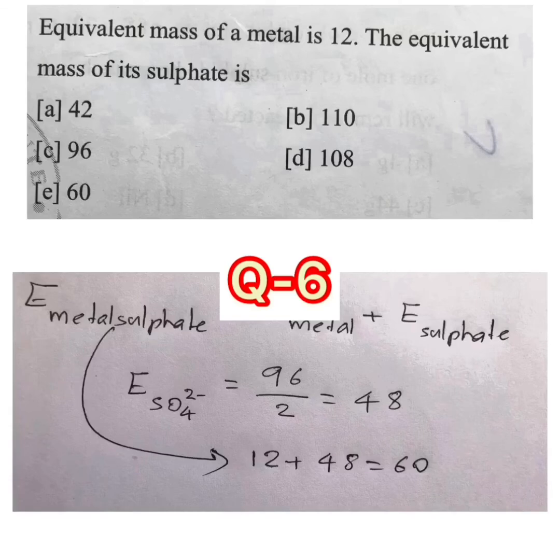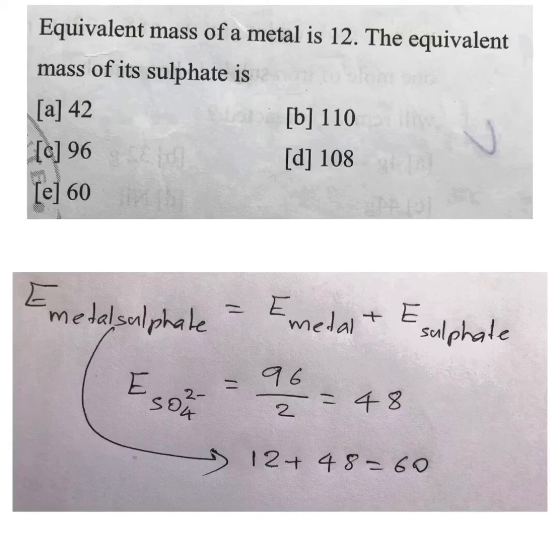In this question, we have to calculate the equivalent mass of metal sulfate. It is the sum of the equivalent mass of metal and the equivalent mass of sulfate. The equivalent mass of sulfate can be calculated. Molar mass of sulfate is 96 by 2, so 48. 2 is its valency. So by adding the equivalent mass of metal, 12 plus 48 equals 60.